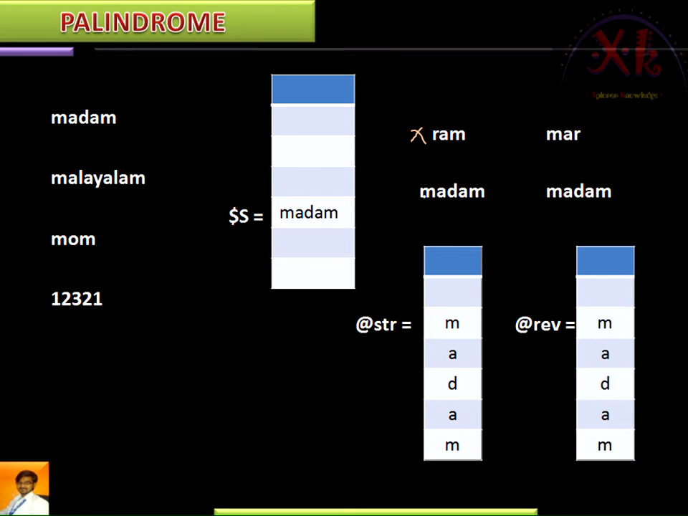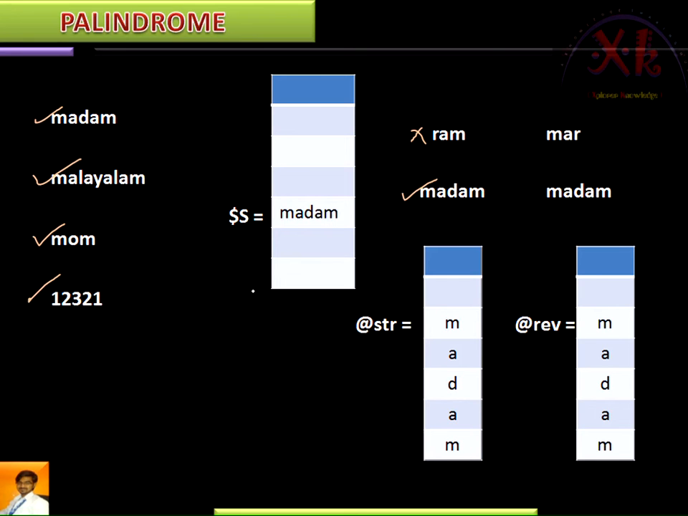And coming to here, I have madam and MADAM. If I interchange each letter from back to front, I get the same set of characters in the same sequence. So I can call this a palindrome. Some of the examples I have here are madam, Malayalam, mom, and a sequence of numbers like 1, 2, 3, 2, 1, whose reverse is going to be the same. So these are the values we can test to check whether it is a palindrome or not.